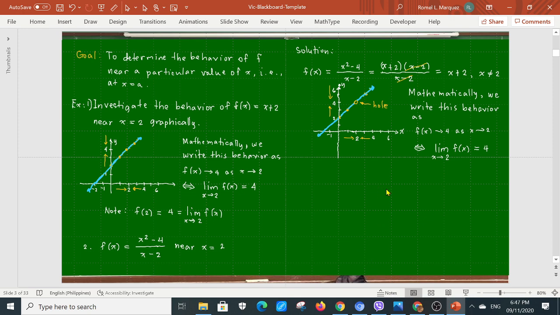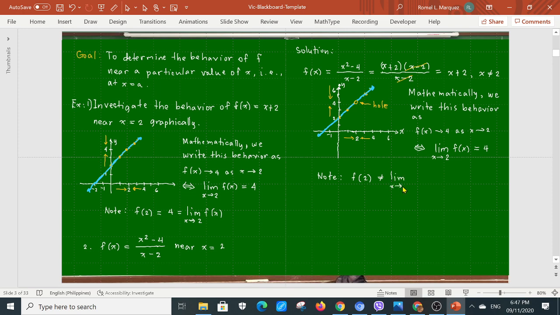So, that's it. So that's the behavior, no? That's what we get in our investigation. Now notice here, we take note that the function is not defined when x equals 2. So it's not equal to where? It's not equal to the limit.